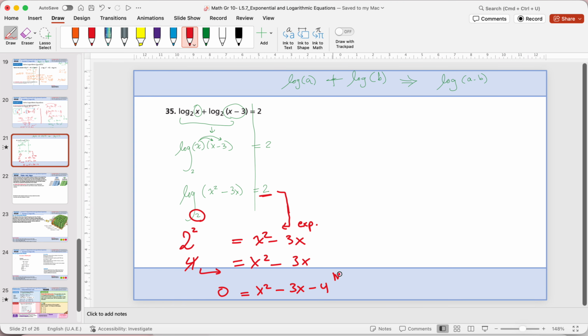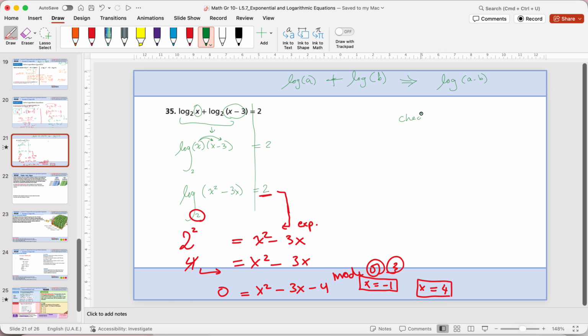Put this in the calculator. Mode 5 3. You will get negative 1 and positive 4. X equals negative 1, the other x equals positive 4. Please don't stop here. Put it back in your equation to check.